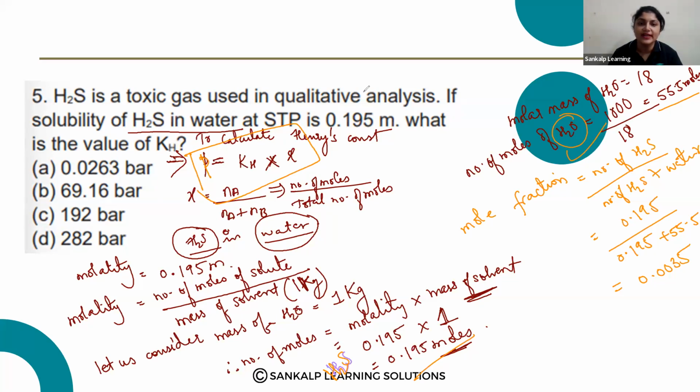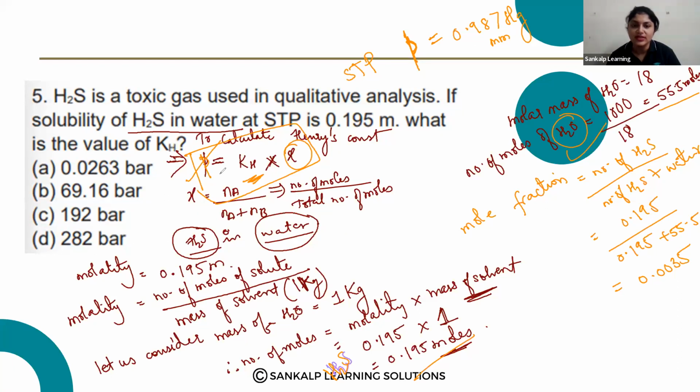So to calculate the partial pressure, you know the pressure at STP. Pressure at STP is given as 0.987, so this is the standard pressure. It is standard temperature and pressure. So we know the partial pressure now, 0.987. We know the mole fraction also. Now we can calculate the value of KH.